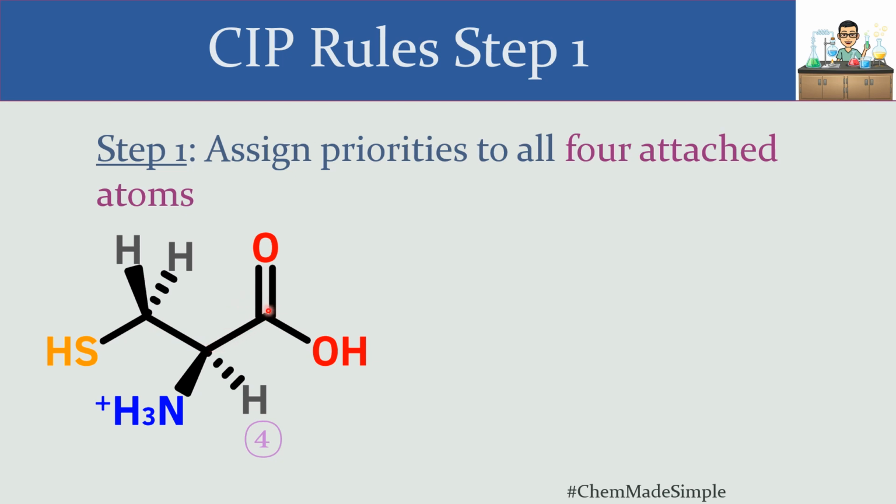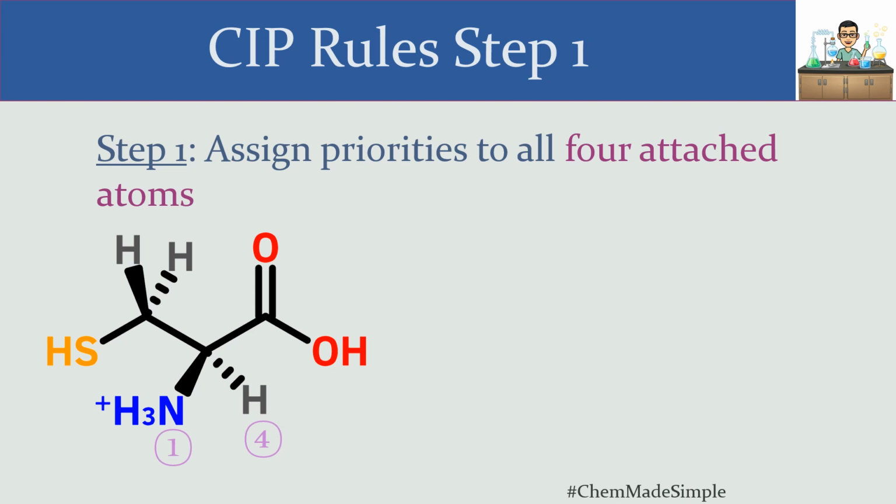I didn't say carboxyl group. I didn't say this methylene thiol. I didn't mention ammonium. I'm just taking a look at immediately what's attached. And what I have immediately attached is nitrogen, carbon, and this carbon right here. So between a nitrogen and a carbon, nitrogen has an atomic number of 7, whereas the carbons have atomic numbers of 6 and 6. And so that means that nitrogen is going to be priority 1.